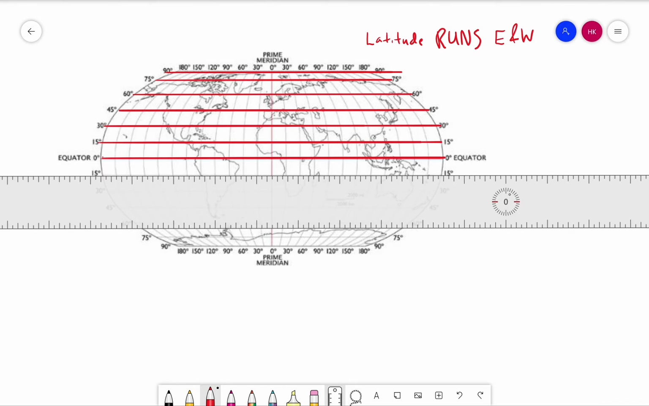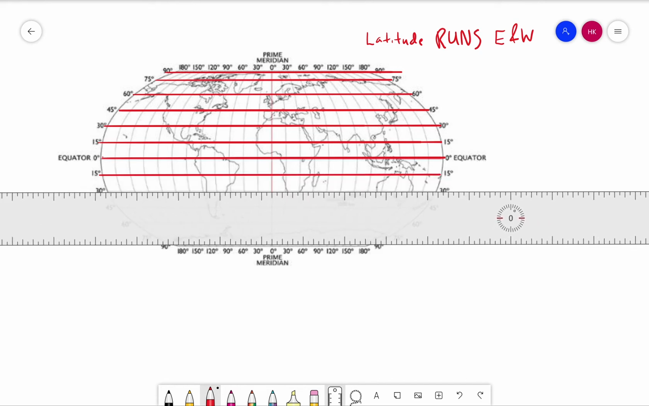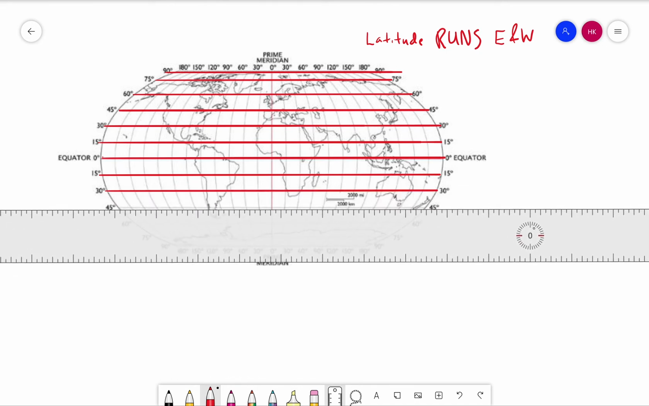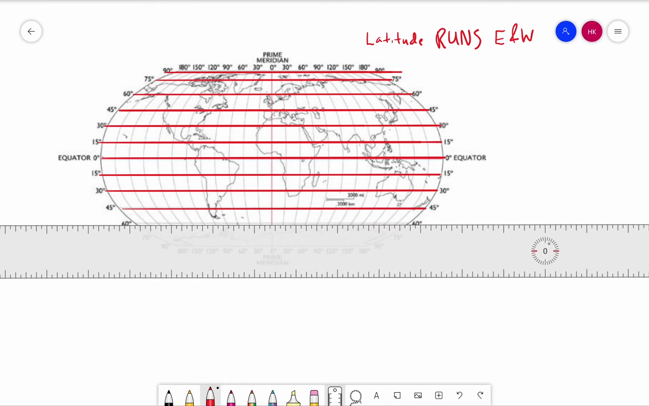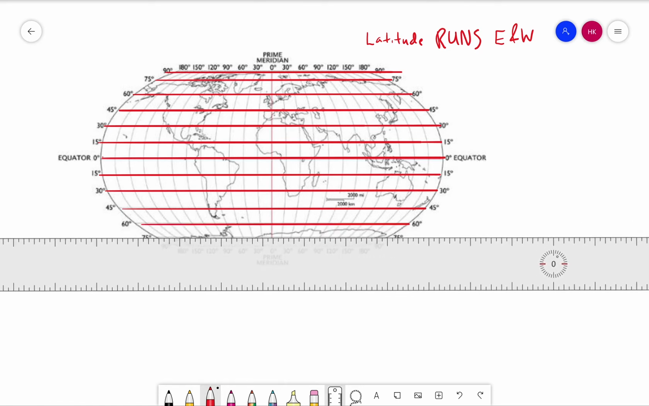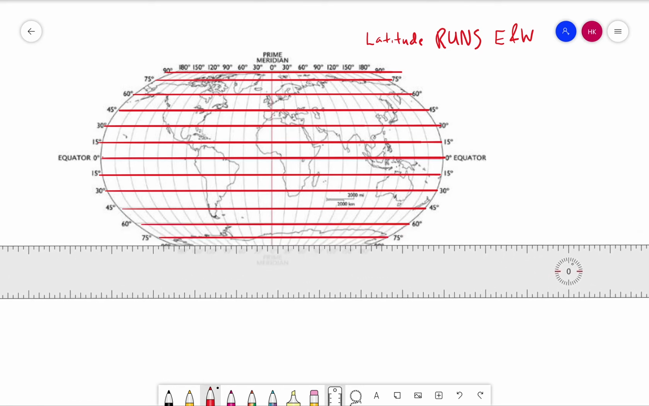We're measuring away from the equator in the south hemisphere. So we're at 15 south. We come down. 30 south. Come down. 45 south. All right here, 60 south. Come right here, 75 south. Come down here, 90 south.